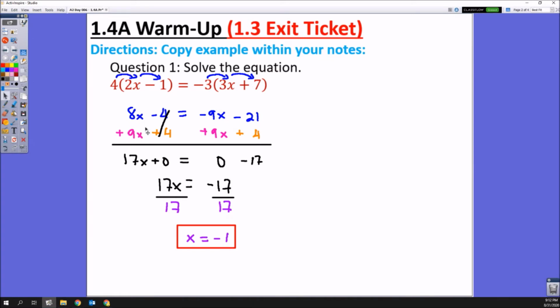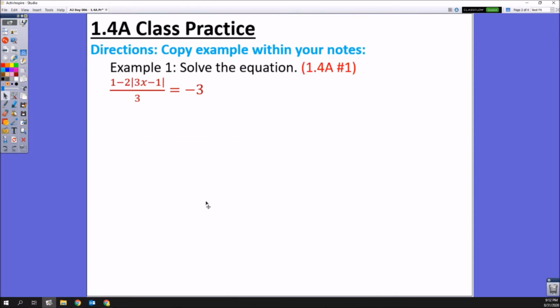So next, we're going to move on to 1.4 examples. In example 1, this is from 1.4a number 1. We have a big fraction: 1 minus 2 times the absolute value of 3x minus 1, over 3, equals negative 3. So when we're solving, the goal is to get the absolute value by itself.